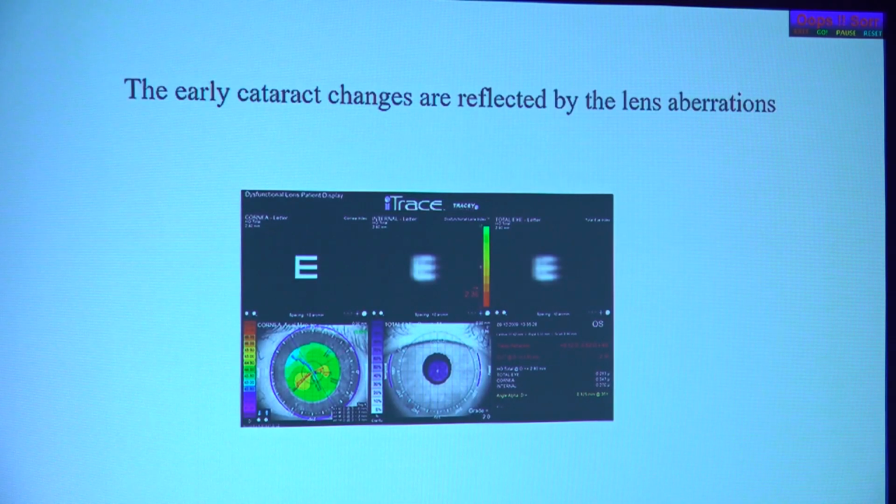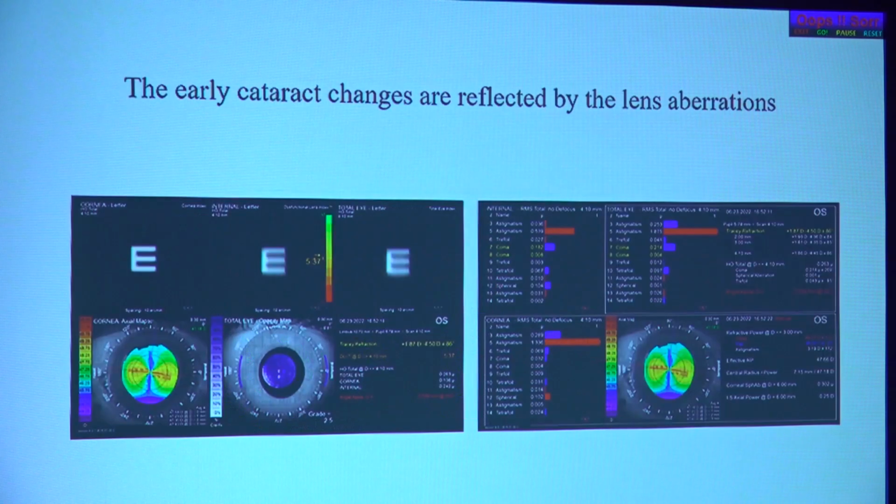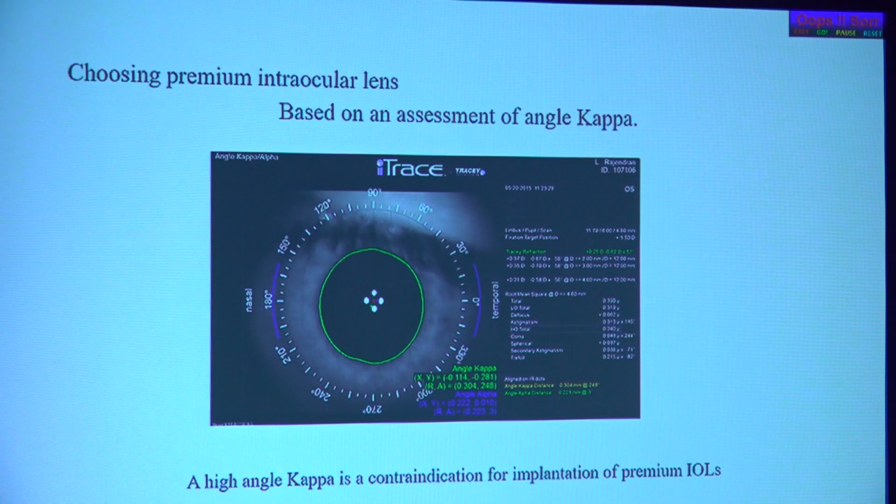So this is an early cataract change. Sometimes the patient will have 6/6 vision but may not be very comfortable with the vision. Once you do it through an iTrace, it will tell the actual aberration, and even if the patient has 6/6 vision, if the quality of vision is not good, we are justified in doing a cataract surgery for this patient. And it helps in assessing the angle kappa.